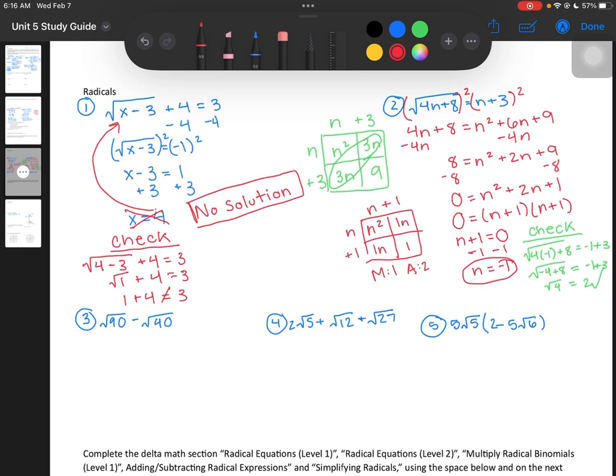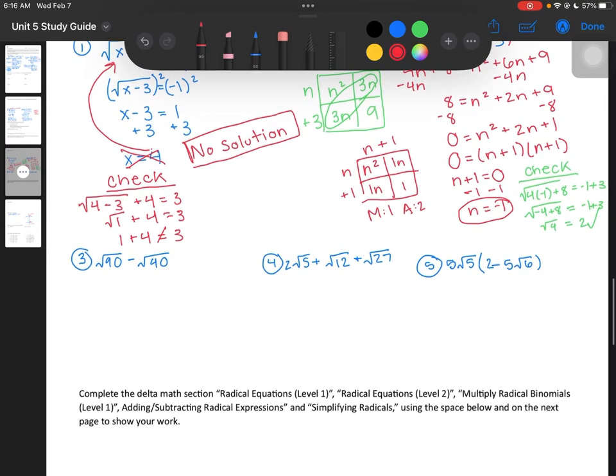It is possible with problems like these that one answer would be a solution and the other one would not. So you definitely want to plug in both of them to see which one is and which one's not. If you plug them in and you see that both of them are not, then there would be a no solution problem like we saw in example 1. So that's kind of a crash course on solving radicals.